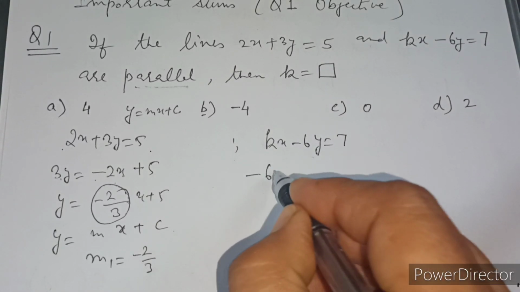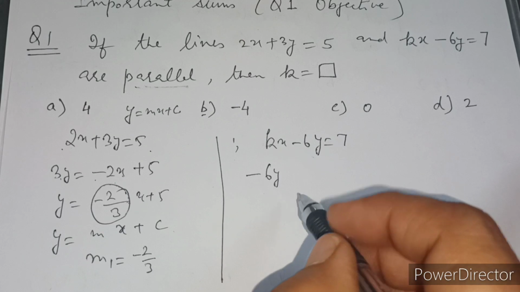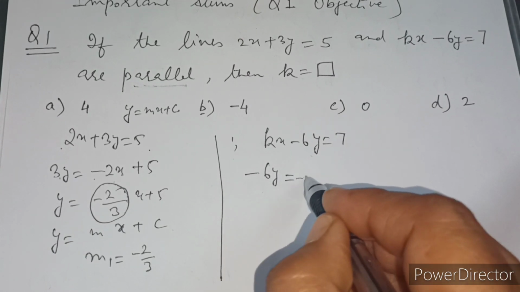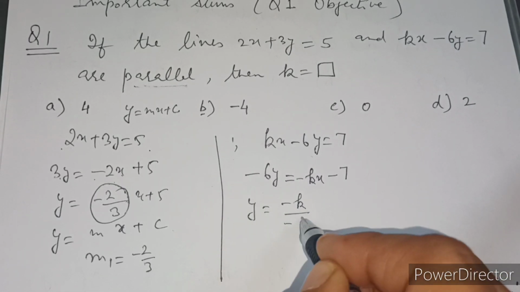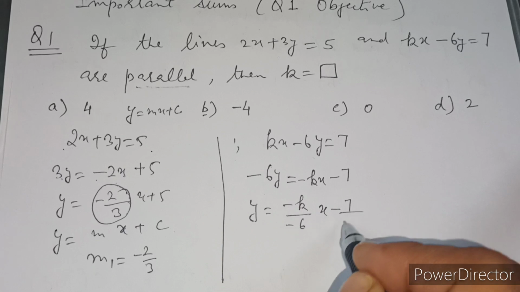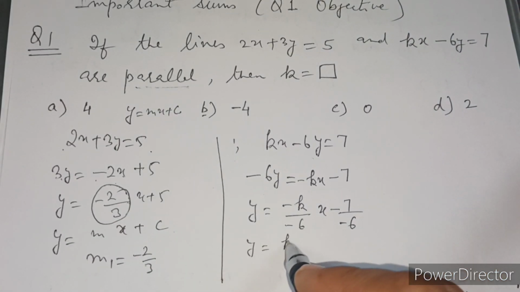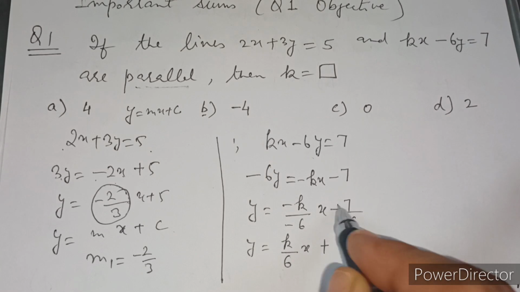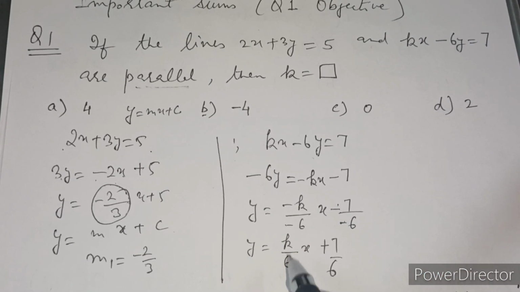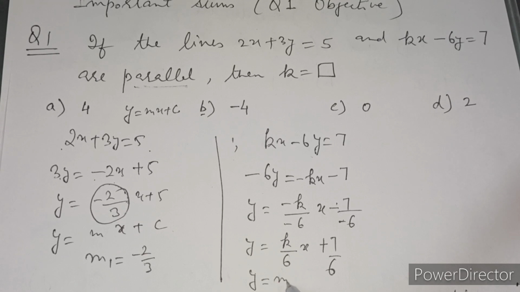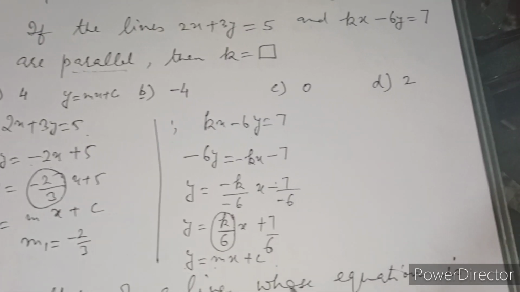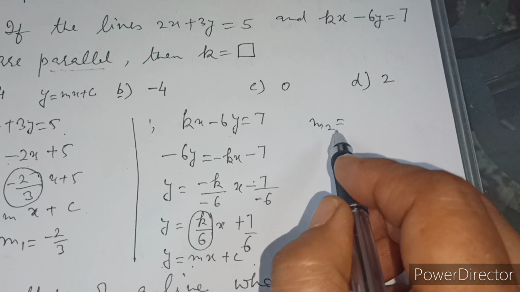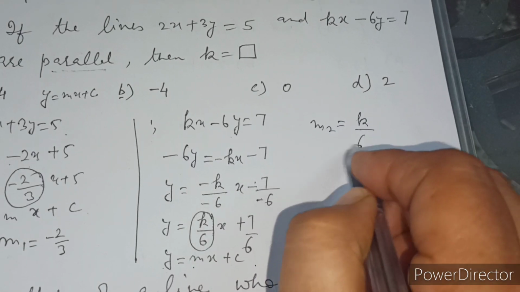Exactly this way let us get the slope of the second line. I am solving so that the answer is clear to you. It will be minus 6y equals minus kx plus 7, or y will be equal to minus k upon minus 6 x plus 7 upon minus 6. So y will be simply k upon 6 x minus 7 by 6. So what is the coefficient of x here? If I compare it with y equal to mx plus c, the coefficient of x is k upon 6. It simply means that the second slope here is k upon 6.